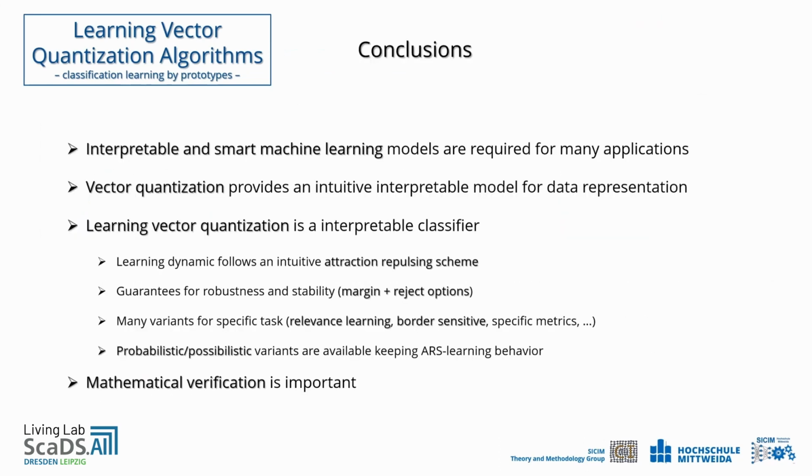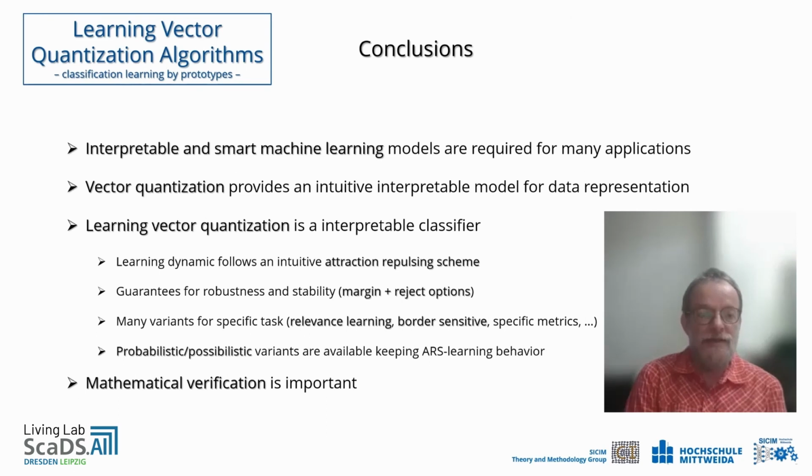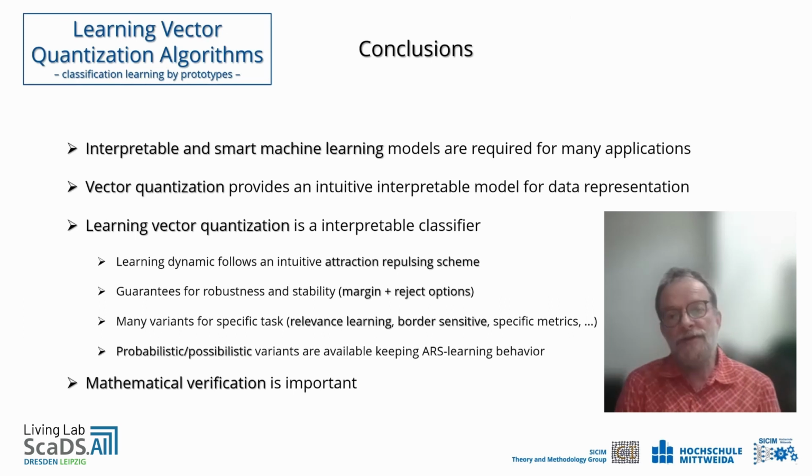Okay, so I explained very briefly why we need interpretable, smart machine learning models, and I introduced learning vector quantization and unsupervised vector quantization as a model which was originally heuristically motivated, but nowadays we have mathematical proofs for robustness, for model confidence, and also for the respective margin properties which are implicitly optimized. And for interpretable models, this mathematical verification is particularly important to end up with an interpretable model.